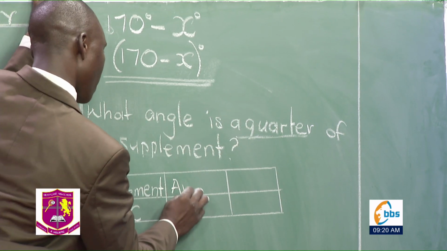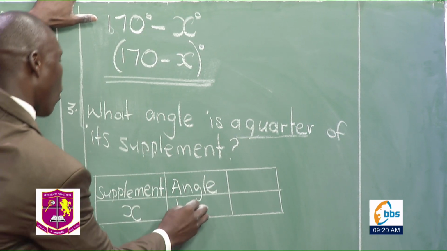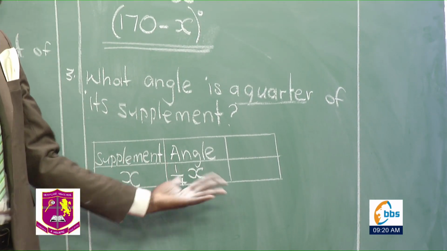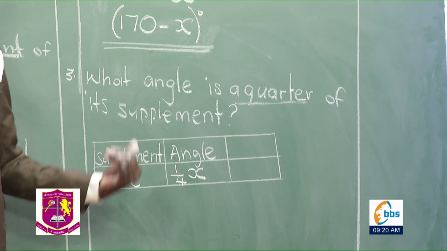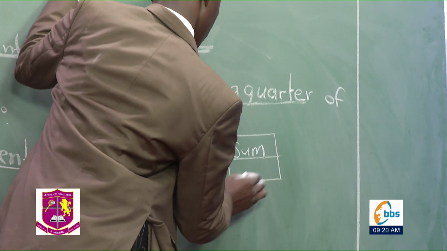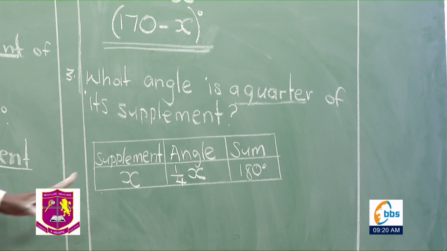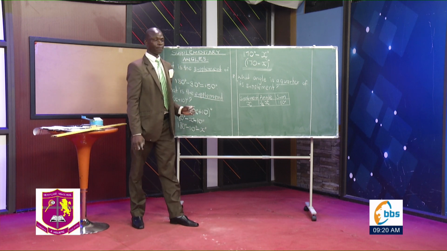So the angle must be a quarter of its supplement. Remember, when you get the supplement plus the angle, you must get 180 degrees. These are supplementary angles. So this is one of the methods we can employ here. However, there are other methods, but due to time, we try to use simpler ones, and that can fit in our space.